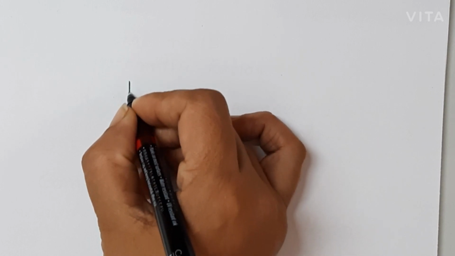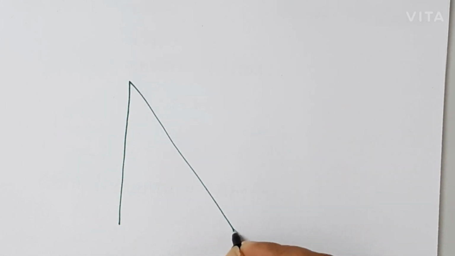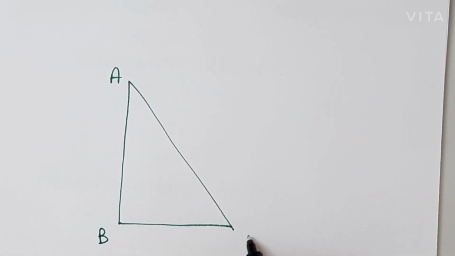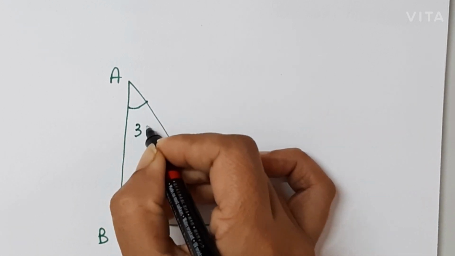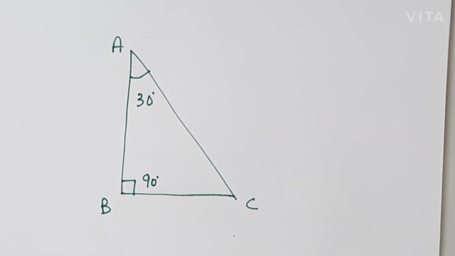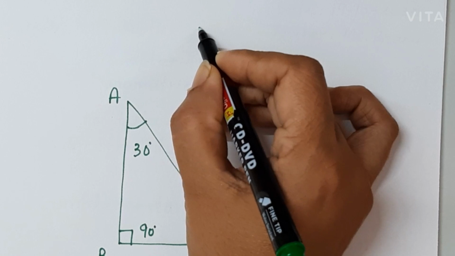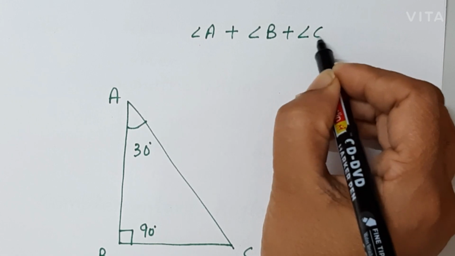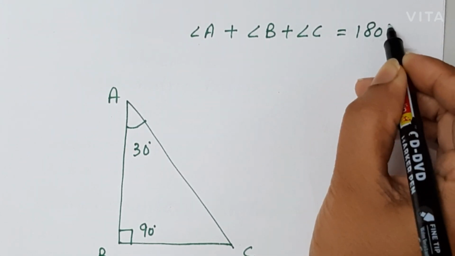Students, we know that in a right angled triangle, that is, if I take triangle ABC, angle B is 90 degrees, and suppose angle A is 30 degrees. Now, can you find angle C? Yes, we can find angle C. How? We know that angle A plus angle B plus angle C equals 180 degrees.